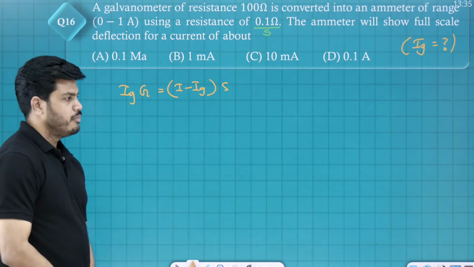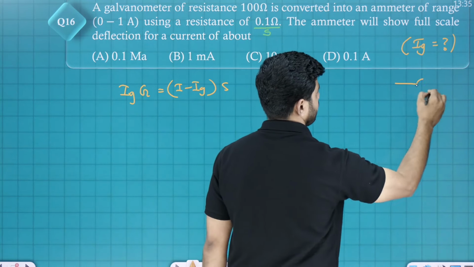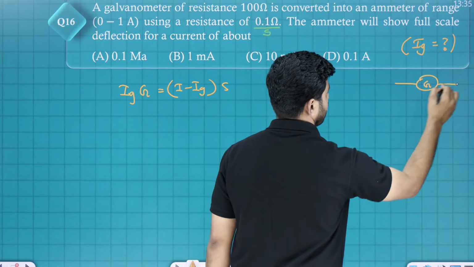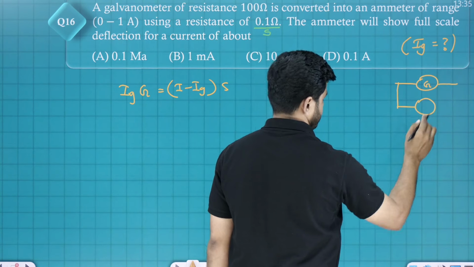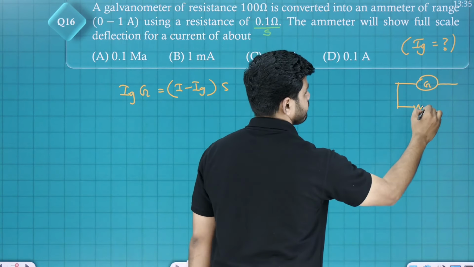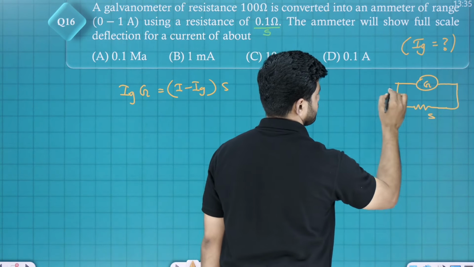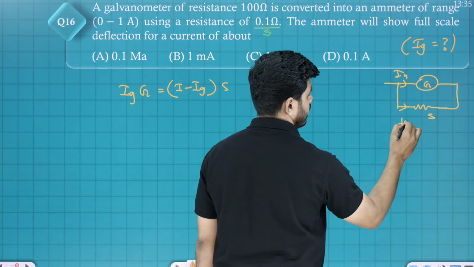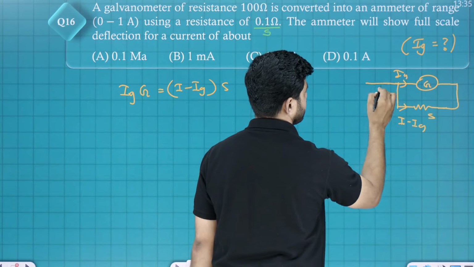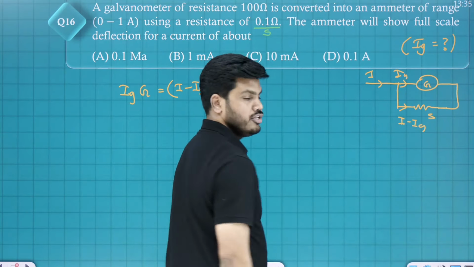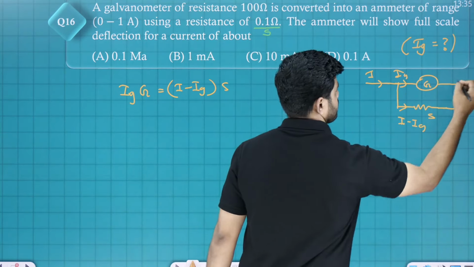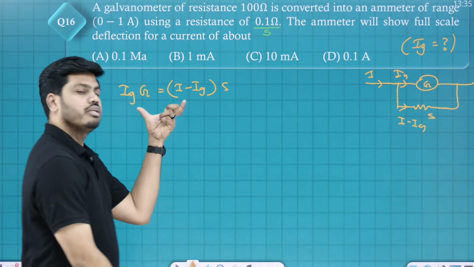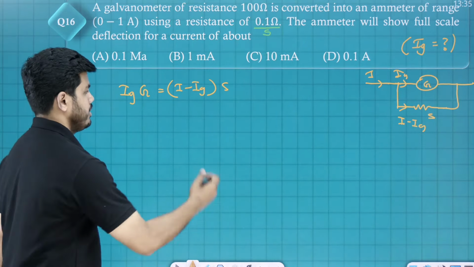This was the equation. Whenever we convert it, we connect it in parallel. So G and this S, the shunt resistance, will be parallel to each other. So this is S, we know current Ig is flowing through this. There will be I minus Ig through the shunt because the total current entering the device is I only. That is the range of a meter, we know, right? This is how it is. So since they are parallel, we equate their potential drops. That's how we derived it.